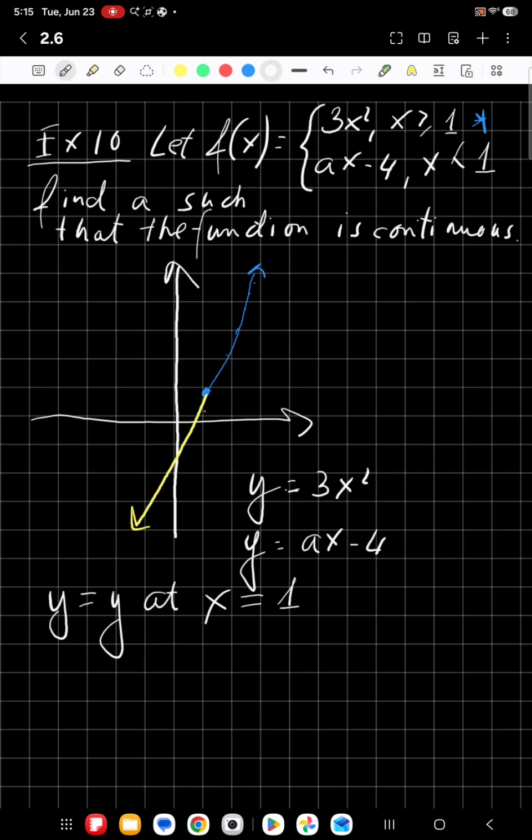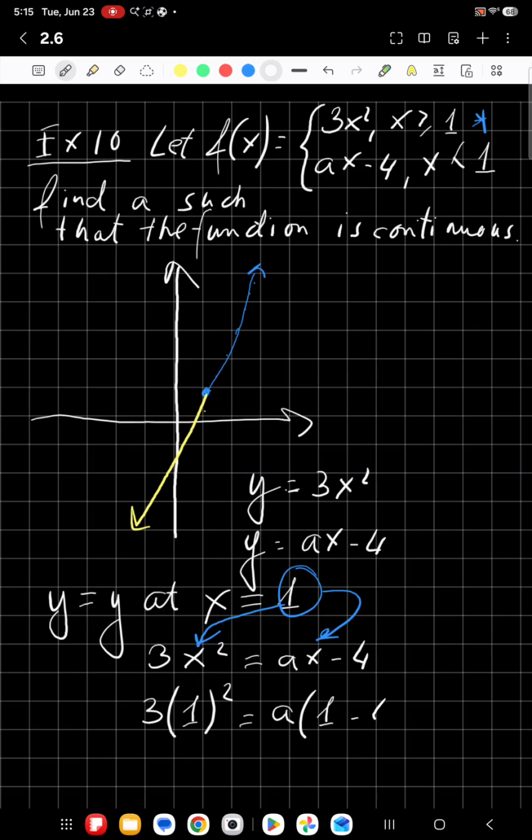Okay, so let's take the first function. 3x squared needs to be equal to ax minus 4. And we plug in that 1 for x. And we get 3 times 1 squared equals a times 1 minus 4.